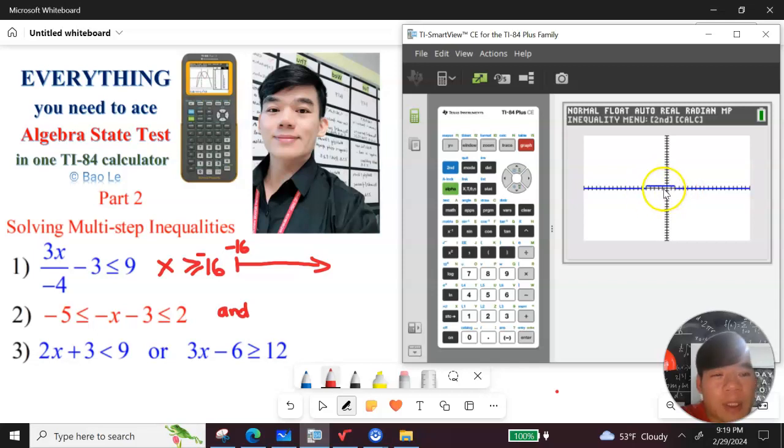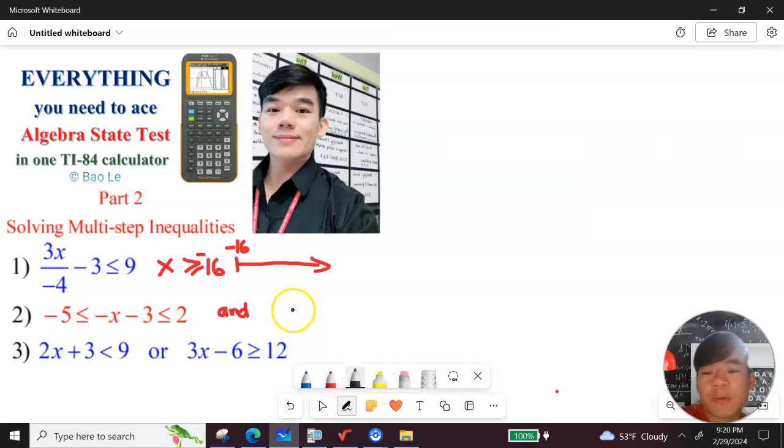Let me see. -1, -2, -3, -4, -5, and this is 1, 2. So from -5 to 2. Okay, negative 5 to 2. So I need to write the solution right here. Negative 5, right? S right here, 2 right here.